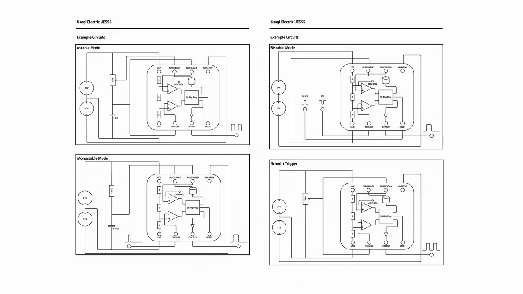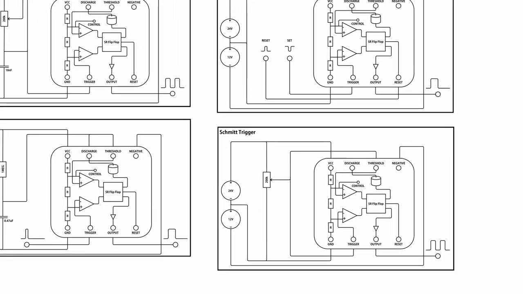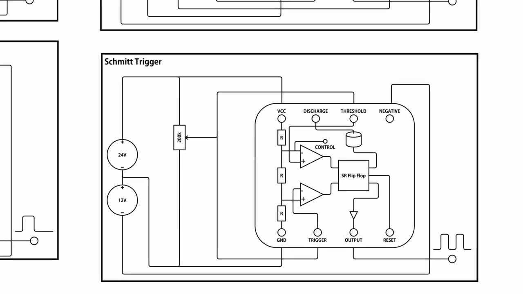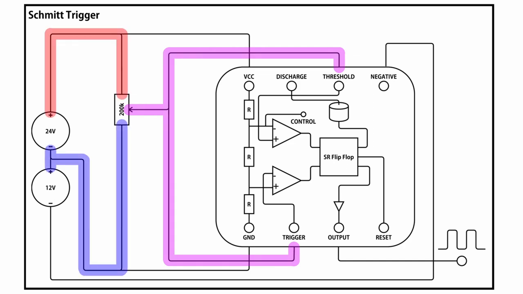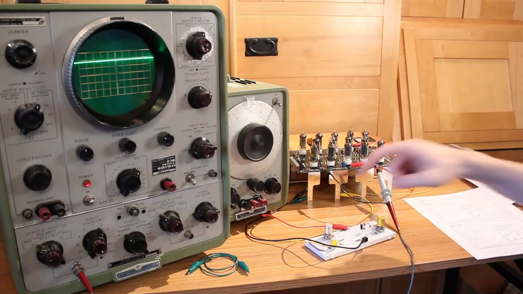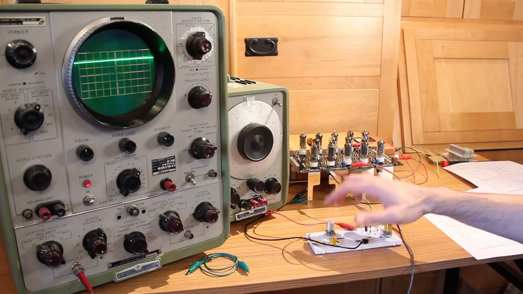All right, next let's test out a little bit of functionality. We'll do the Schmitt trigger because it's the easiest to set up. We just connect trigger and threshold to each other, and then we connect that to the center pin of a potentiometer, and then the other two pins of the potentiometer go between 24 volts and ground. And that's what I've got set up on this little silver potentiometer here.